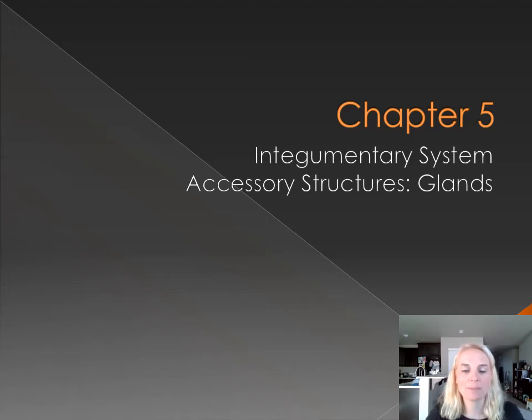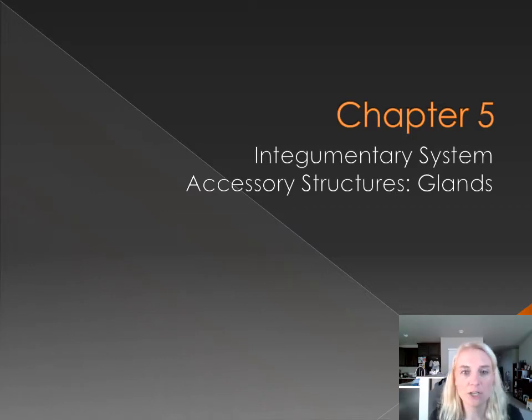All right, welcome back. Our next accessory structure we're going to take a look at are glands. We have two major groups of glands we're going to talk about. They are the sweat glands and the oil glands. But as everything else in A&P does, it's got special names. So sweat glands are called Pseudoriferous glands, and oil glands are called Sebaceous glands. So we'll take a look at those.